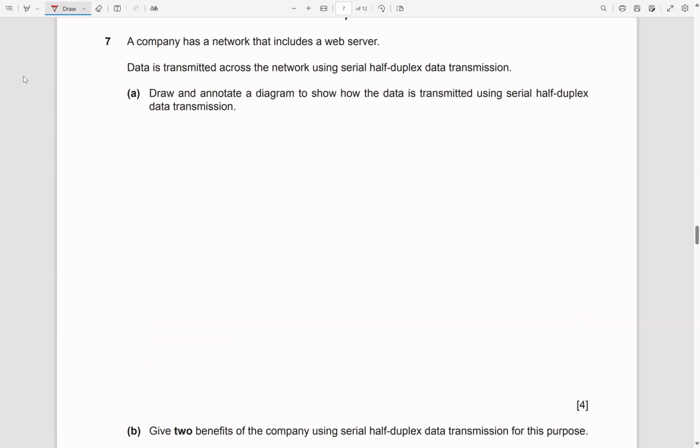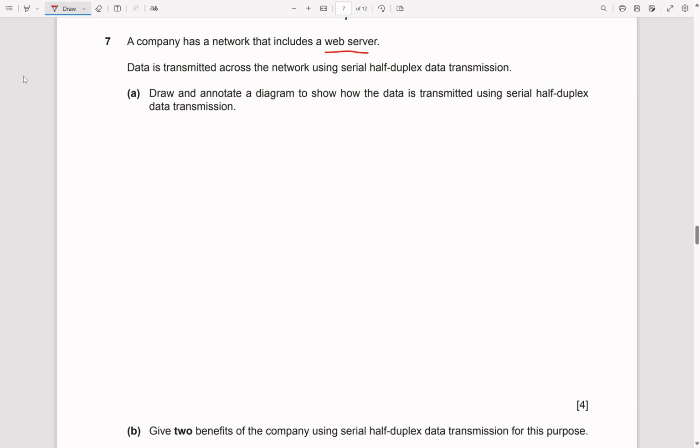Right, 7. A company has a network that includes a web server. Data is transmitted across the network using serial half-duplex data transmission. Draw and annotate a diagram to show how the data is transmitted using serial half-duplex data transmission. Okay, with these, before you start randomly drawing stuff, try to actually plan what you're going to draw in your head.